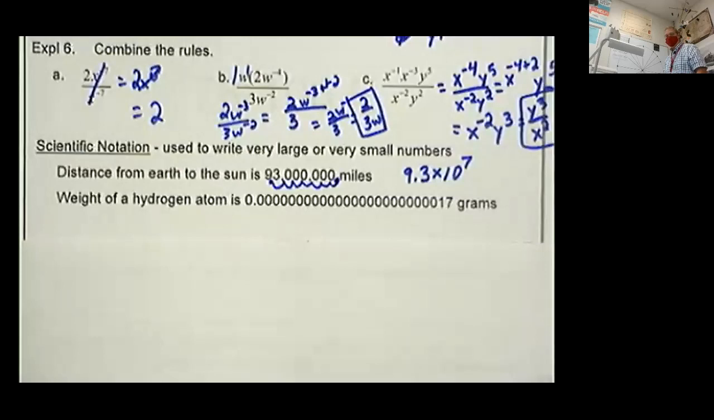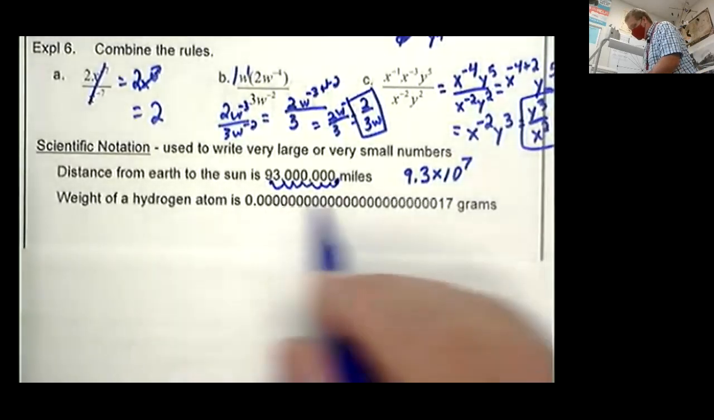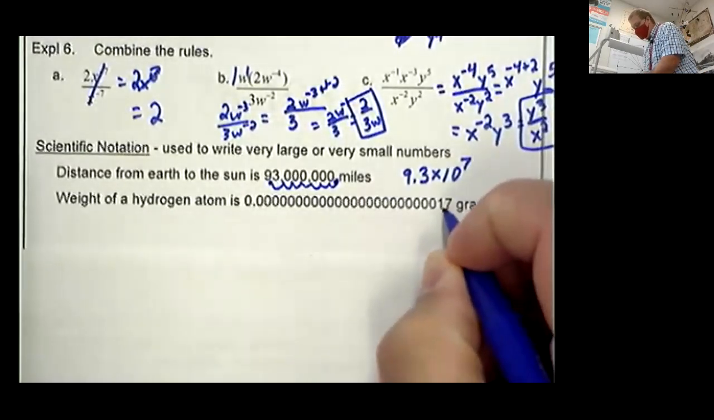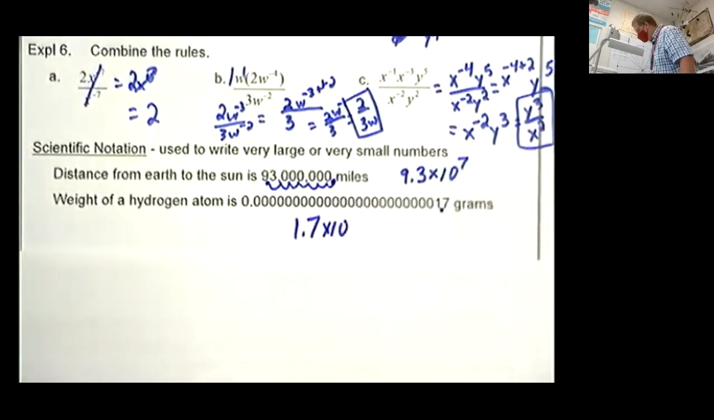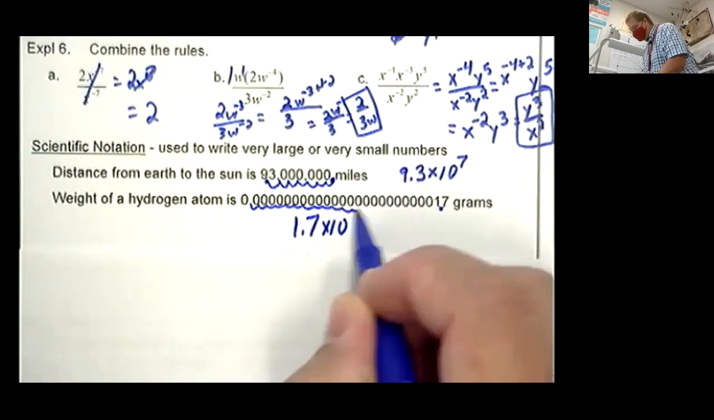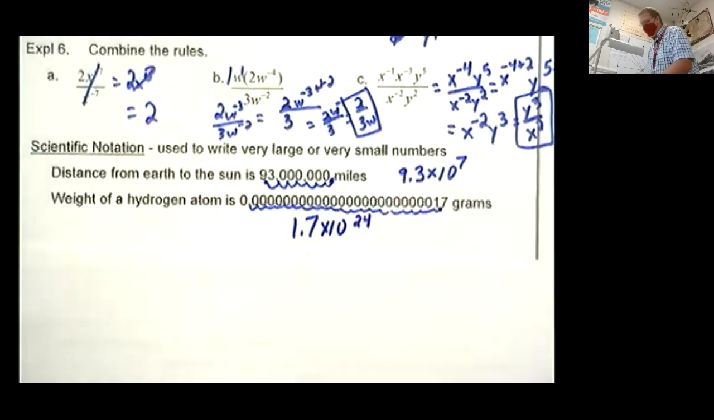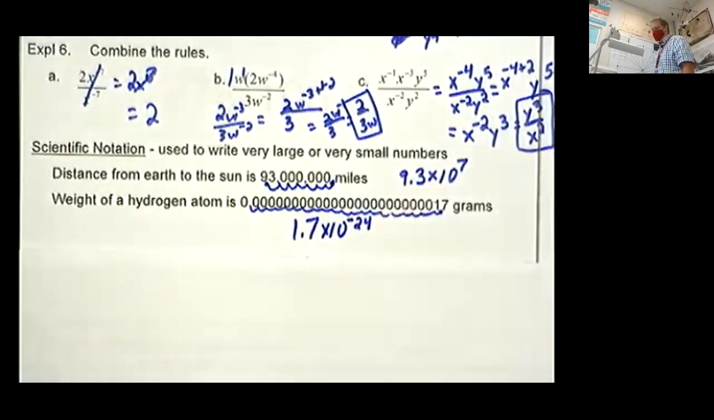We're using positive exponents for big numbers, negative exponents for small numbers. For example, the weight of a hydrogen atom, there's a whole bunch of zeros. Where does our decimal point go? It has to go to the right of the first non-zero digit. So that's going to be a 1.7 times 10. Now we need to count how many places we're moving. If you count that carefully, you should note that it's 24 places. This isn't a big number. This is a really small number. For small numbers, we're using negative exponents.